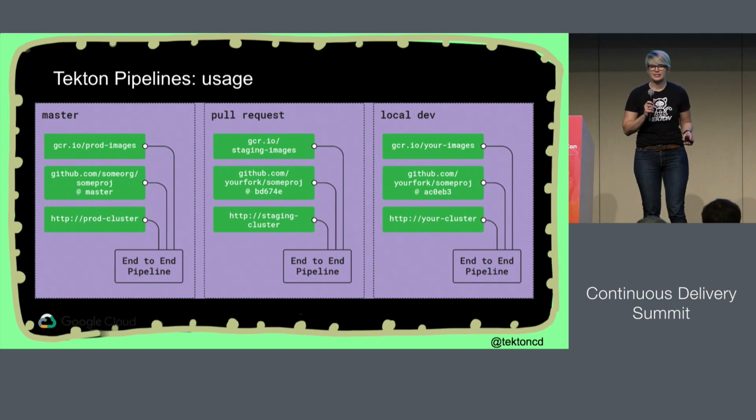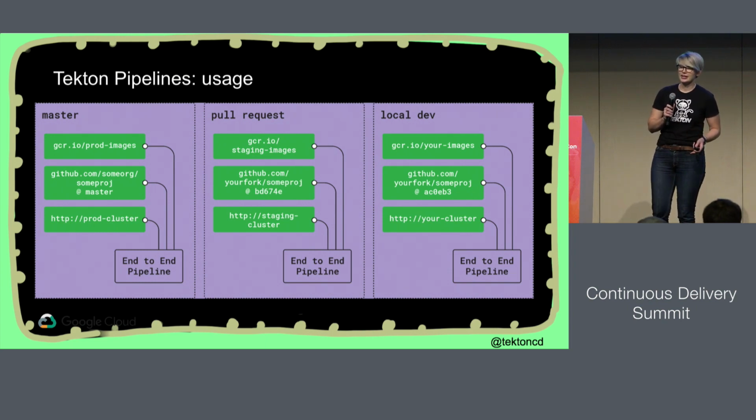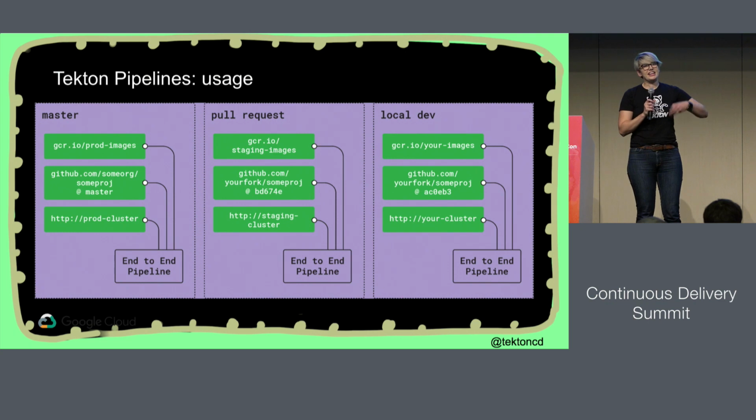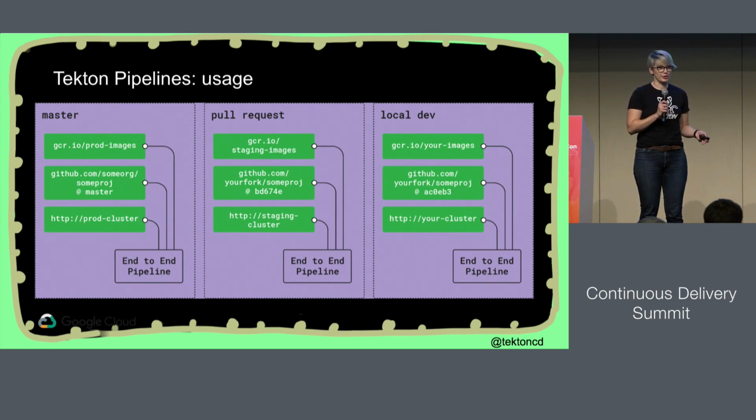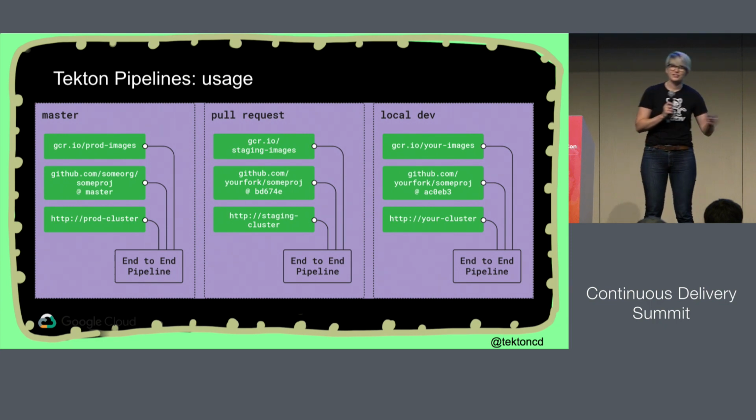And separating out this runtime information gives us a lot of power. So this lets us take the same pipeline that we're using to release from master, and we can run it on our pull requests. Or we can shift even further left, and our contributors can actually take that same pipeline and run it against their own infrastructure.